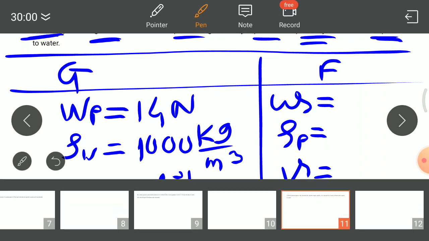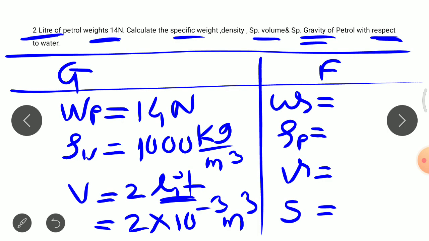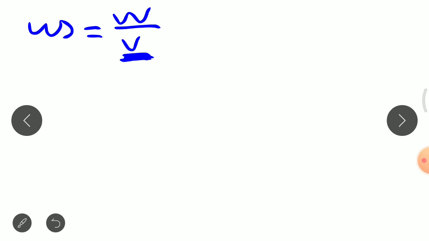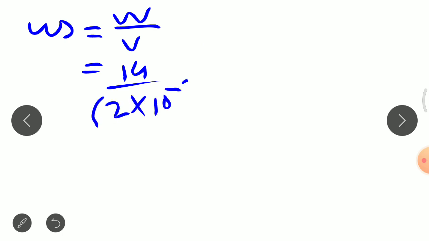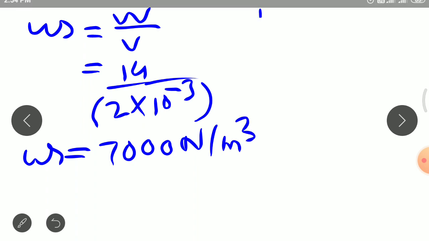By using that, we have just multiplied it as 2 into 10 raised to minus 3 meter cube. Now we get the volume and weight from the statement, and we will put here 14 divided by 2 into 10 raised to minus 3, and weight density here, small w, is equal to 7000 Newton per meter cube. This is our first quantity.